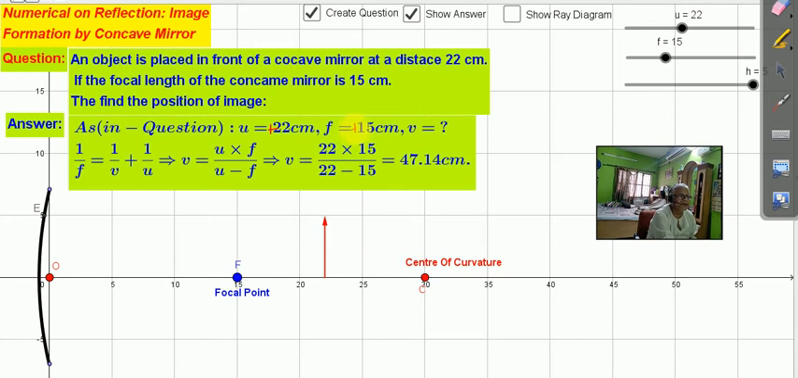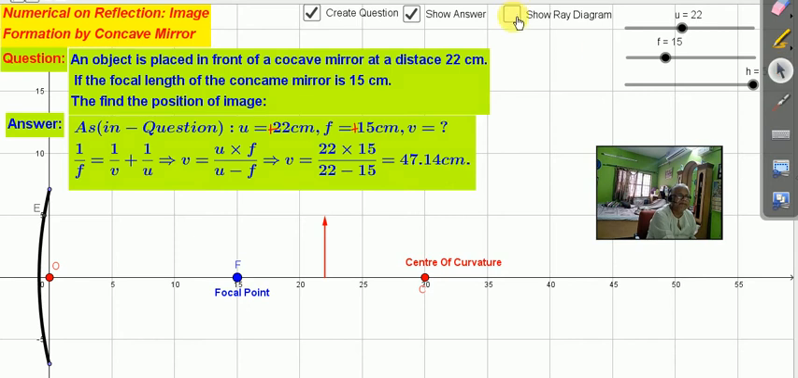Now we have to find out the position of the image. So I have used the formula 1 upon f is equal to 1 upon v plus 1 upon u. If we solve it, we will get v is equal to u into f upon u minus f. Put the values we have already selected, and we will get this answer.